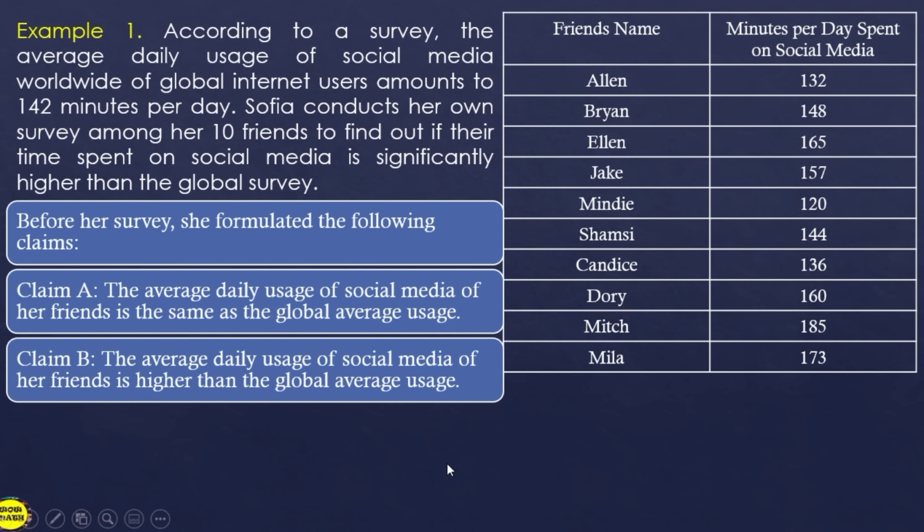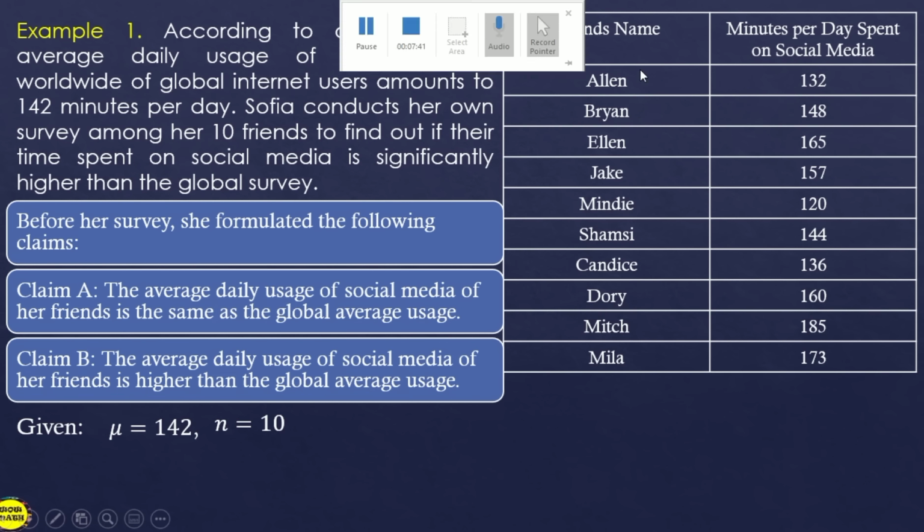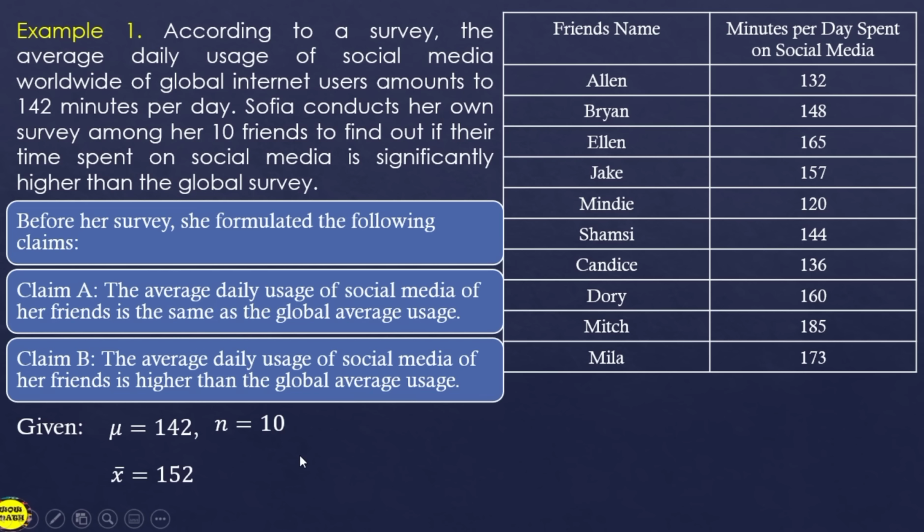So, what are the givens in this problem? First, the population mean, which is given in this problem, is 142. Then the sample size is 10. And the sample mean is 152. So how do we compute the sample mean? We just add all of them, then divide it by 10.